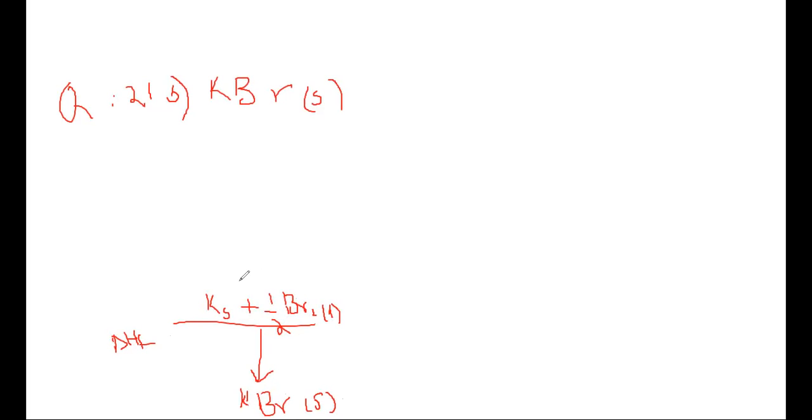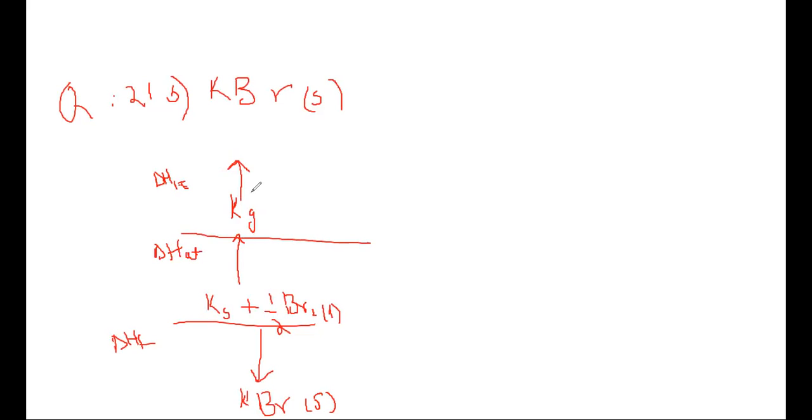Next, we have to change the solid into its gaseous atom. So the change in enthalpy is the enthalpy change for atomization of potassium. Then this potassium will be changed into potassium as a gaseous atom. Now you have to ionize this gaseous atom. So the enthalpy change is basically the ionization energy.